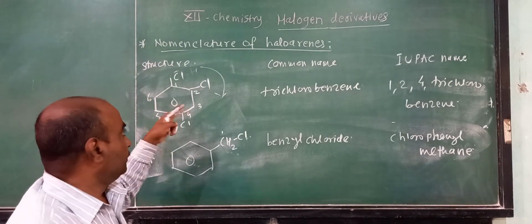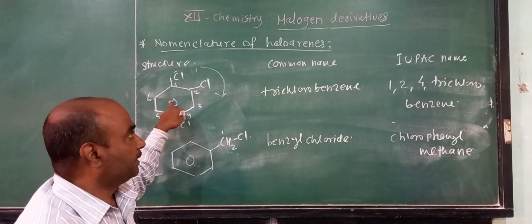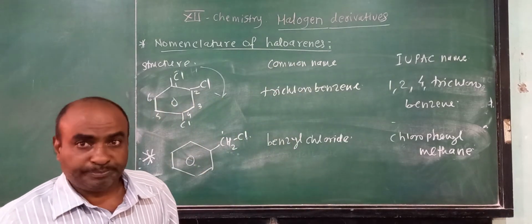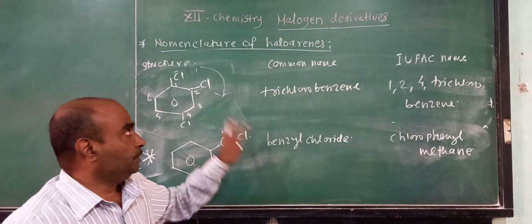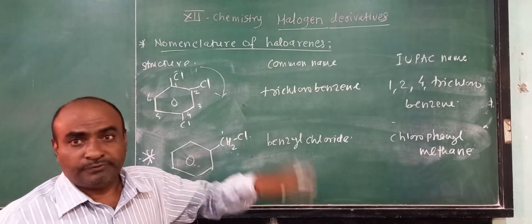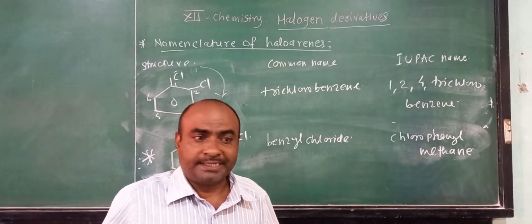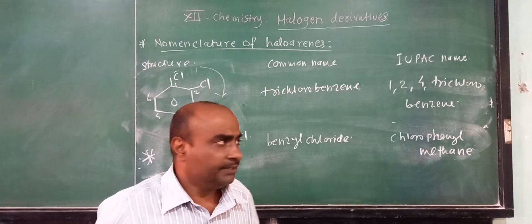So several types of common names and IUPAC names are used here. When you are given a structure, you have to be familiar with writing their common names as well as their IUPAC names. Okay, so we will stop here. Tomorrow we will discuss the methods of preparation of the alkyl halides and haloarenes.